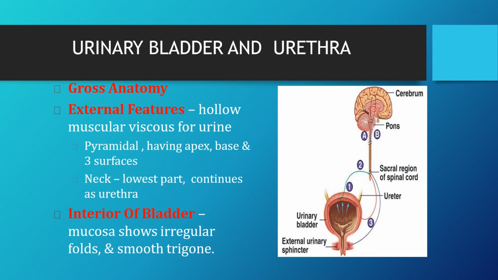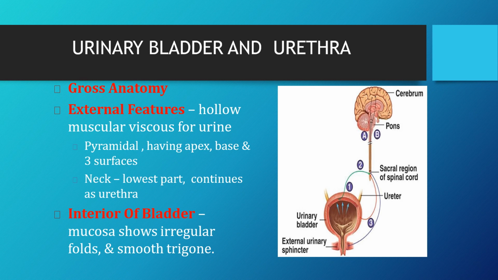First we will see the functional anatomy of the urinary bladder and urethra. Coming to the gross anatomy, the external features: it is a hollow, muscular, viscous organ that holds urine, and it is pyramidal in shape, having an apex, base and three surfaces. The neck is the lowest part, continuous as the urethra. So the neck will continue as the urethra.